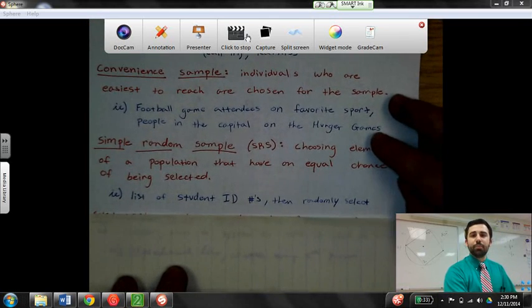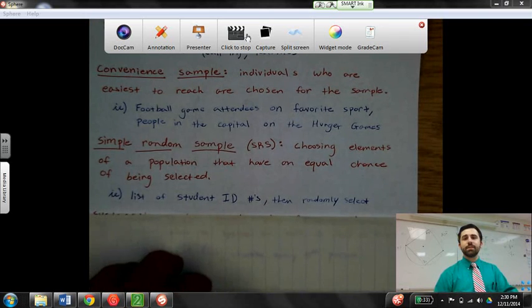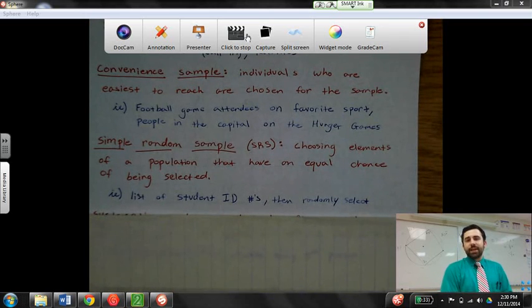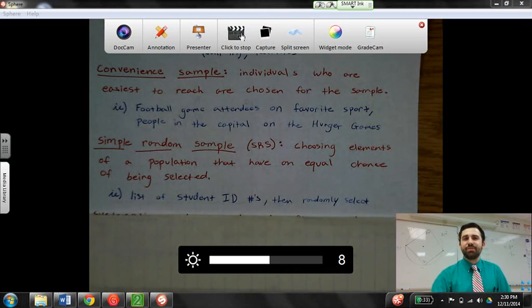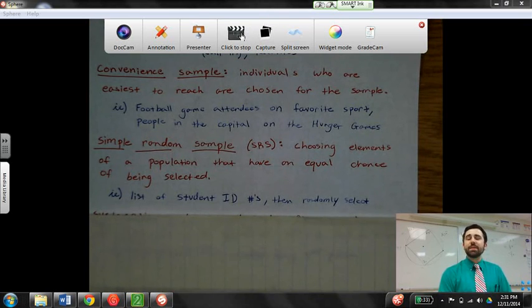A simple random sample, or SRS, is choosing elements of a population that have an equal chance of being selected. Voluntary response and convenience samples are lazy and tend to not achieve the best results. However, a simple random sample gives every person in the population an equal opportunity of being a part of that sample. So for instance, if I had a list of student ID numbers and then I randomly selected a student based off of the ID number, that would be a random sample.